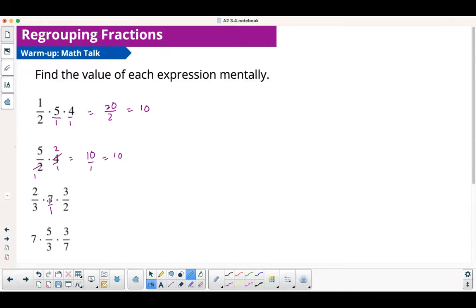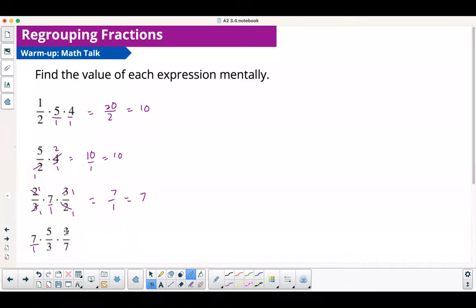Same idea here. These, you can cross reduce anything. So the 3's cancel because one's the denominator, one's the numerator. And then same thing here with the 2's. The 2's cancel. So when they cancel, they all become 1. So in the top, it's 1 times 7 times 1 over 1, which would just be 7.